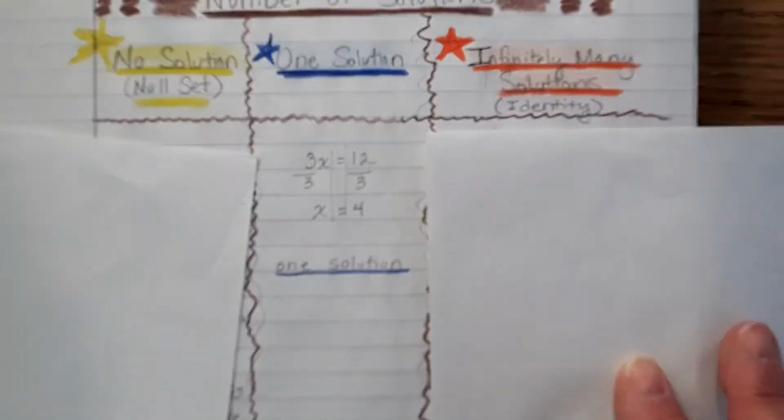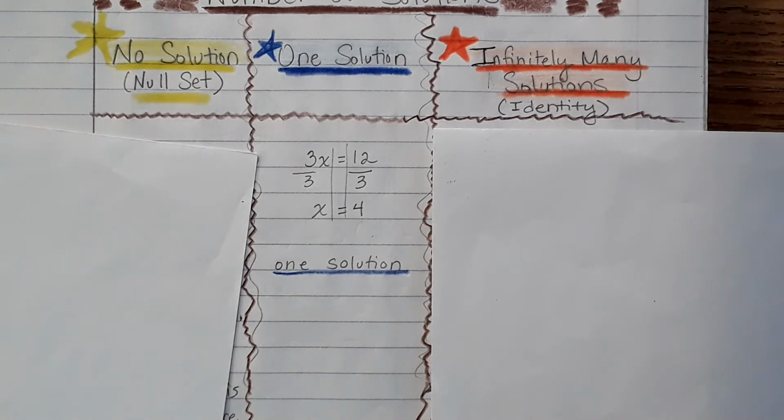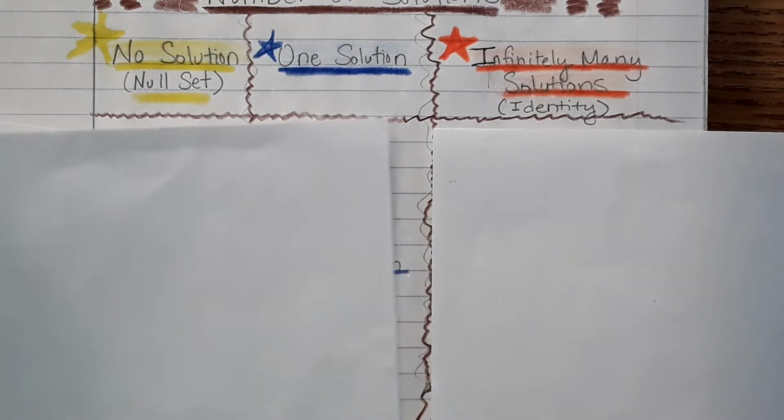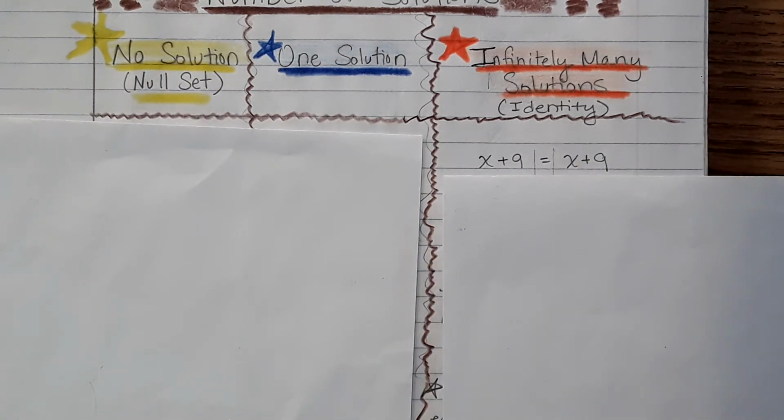The next possibility is one solution, and this is what you're used to. You solve the equation, you get a single answer, and that means that there's one solution. The final possibility is infinitely many solutions.